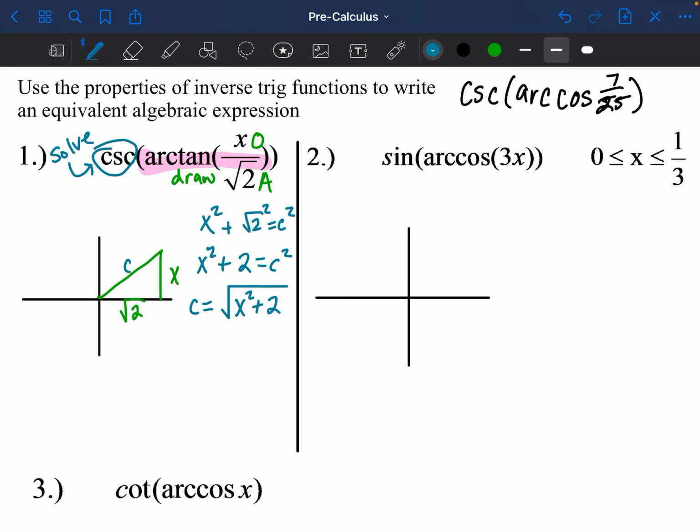Now that I know what our hypotenuse is, well, we can solve for cosecant. Cosecant is a reciprocal of sine, which means that it's equal to hypotenuse over opposite. So our hypotenuse, we got the square root of x squared plus 2 over the opposite side. Remember, our theta is always at the origin, is x.